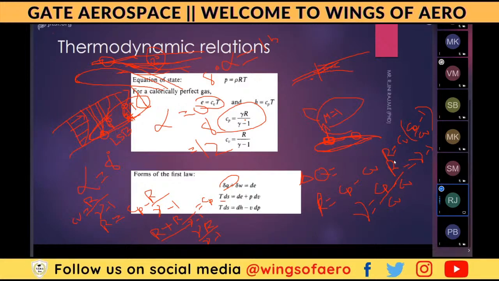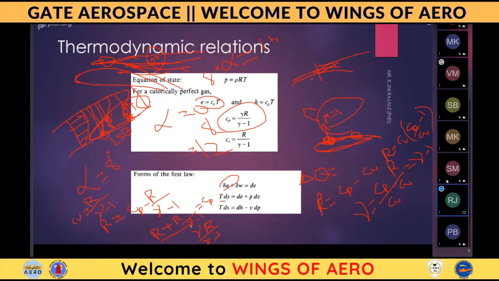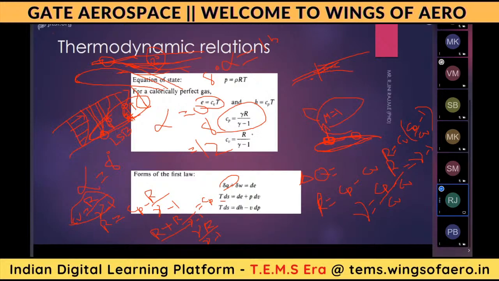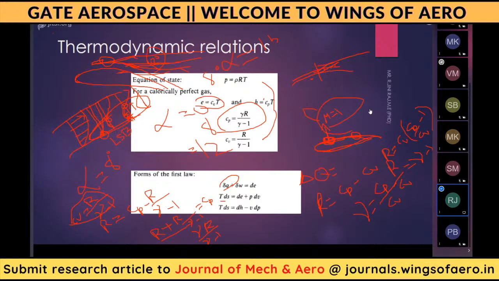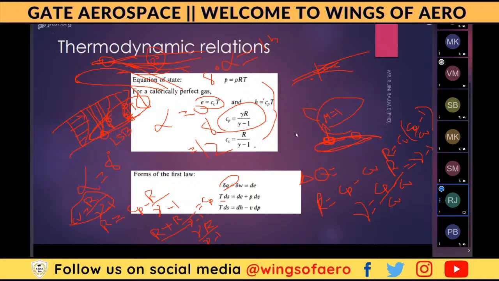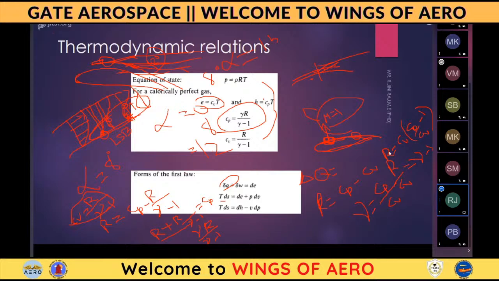Then cv equal to R; in the same way, substitute the cp value here, so we get the cv value and also the cp value. So cv equal to R divided by gamma minus 1, and cp equal to gamma R divided by gamma minus 1. These formulas we need for our upcoming sessions, that is, for normal shock and all the problems. So just note these formulas.